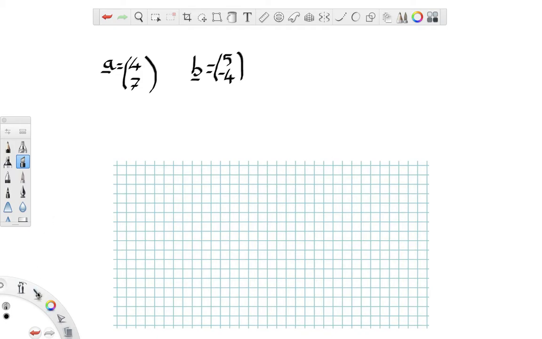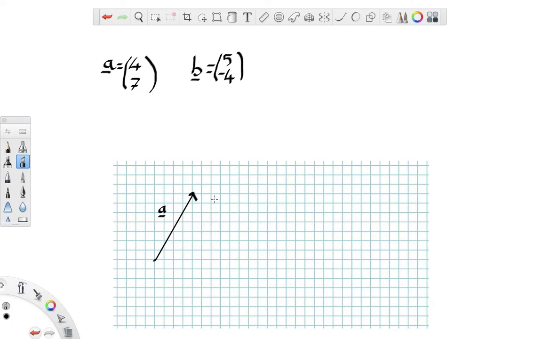So again, we'll draw our vectors like we did before. So a starts here. So it goes across 4 units. So 1, 2, 3, 4. And it goes up 7. So 1, 2, 3, 4, 5, 6, 7. So it goes up to there. So we'll draw that in, like so. So this is the vector A.